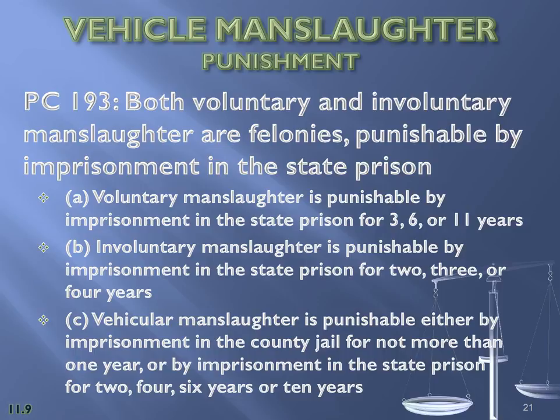Okay, and the crime exists in two situations that we talked about before. In the commission of an unlawful act not amounting to a felony, or in the commission of a lawful act which might produce death in an unlawful manner, if done without due caution and circumspection. And I know it's confusing, but that's okay. And vehicular manslaughter, let me give you some examples and then we're going to move on.